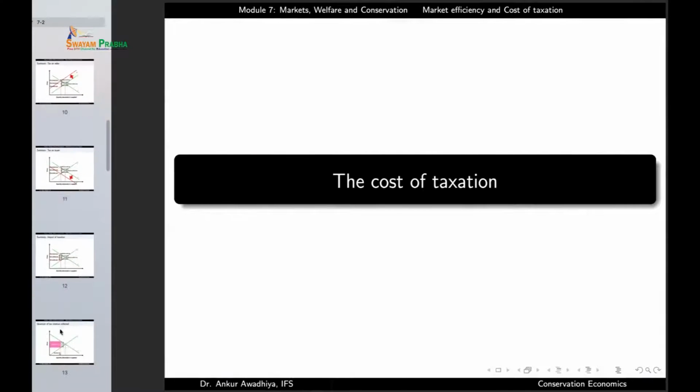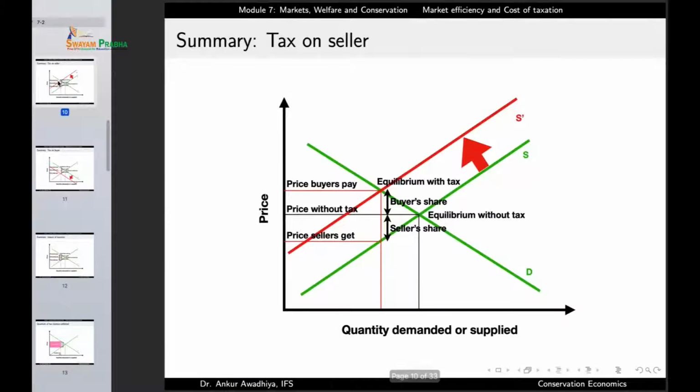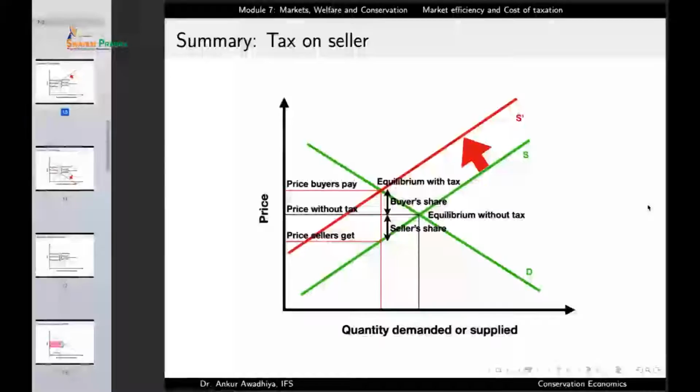So, before we look at the cost of taxation, let us summarize what we had seen before. The taxation can be imposed on a seller. So, in this case, the government may say that whenever the seller makes or sells a good, the seller will be taxed. So, say the government says that for every pen that the seller sells, the seller will have to pay 50 paise of tax.